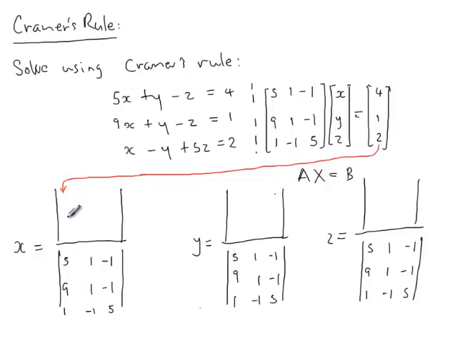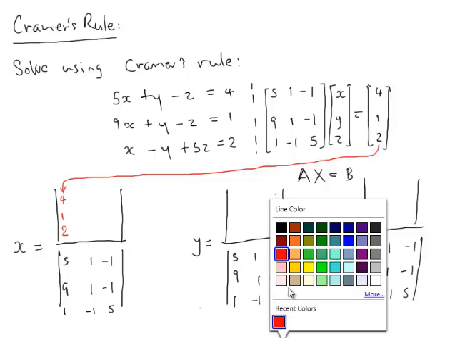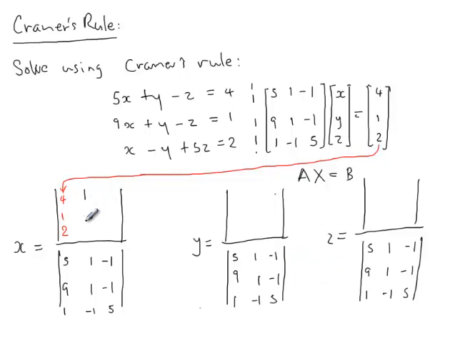And then I'll write the, or let me write it in red, yes. So that people can see 4, 1, 2. The rest, 1, 1, minus 1. Minus 1, minus 1, and 5. The only thing I'm left with now, I must know how to compute determinants.